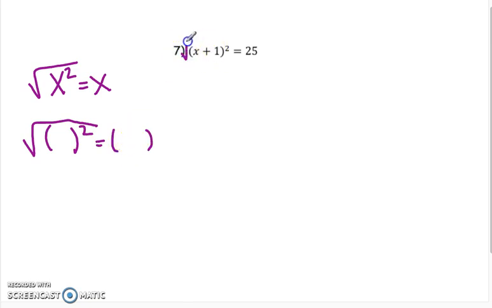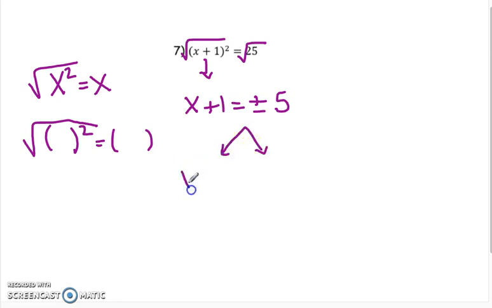So up here, we're going to take the square root on both sides. And so the square root and the exponent cancel out and the binomial comes down. X plus 1 equals plus or minus the square root of 25 is 5. So now we have that. So now what you might want to do is to split this up into two separate problems. We're going to split this up into x plus 1 equals positive 5 and x plus 1 equals negative 5. And now we're going to solve these two equations separately.